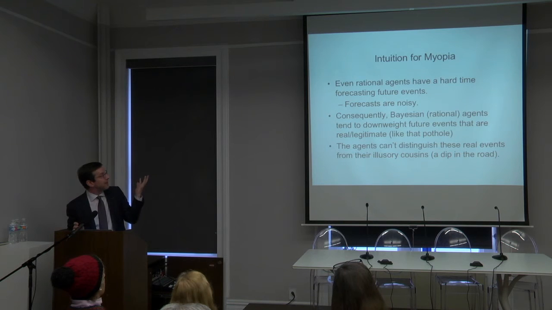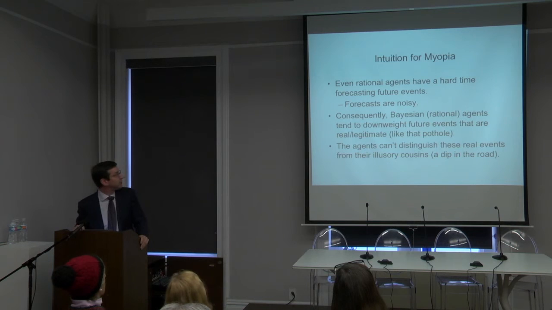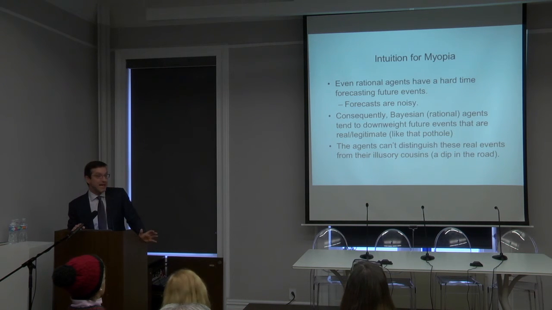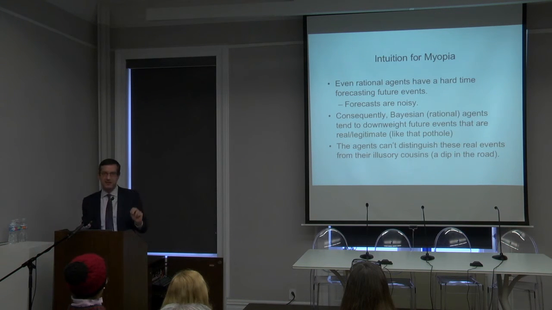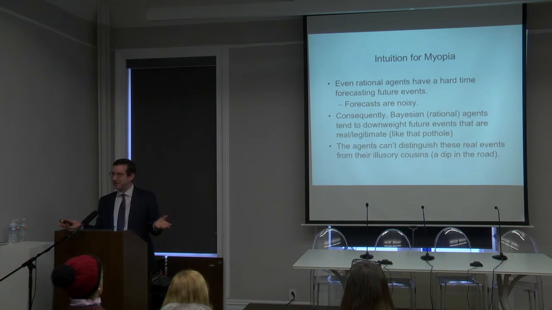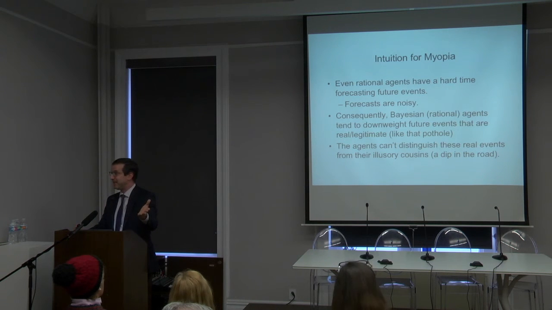The intuition here is the following. Even rational agents have a hard time imagining and forecasting the future. Their forecasts are noisy. Consequently, these Bayesian, these rational agents, tend to downweight future events that are real or legitimate, like that pothole, because they don't know whether the little thing they're seeing on the horizon is a mile-deep pothole or just a little bump in the road. And so, of course, they don't respond to it in advance. We know, sitting in a helicopter above them, it's a giant pothole. Swerve early. But they don't know that. So when they don't respond, it's not impatience, it's just imperfect forecasting.